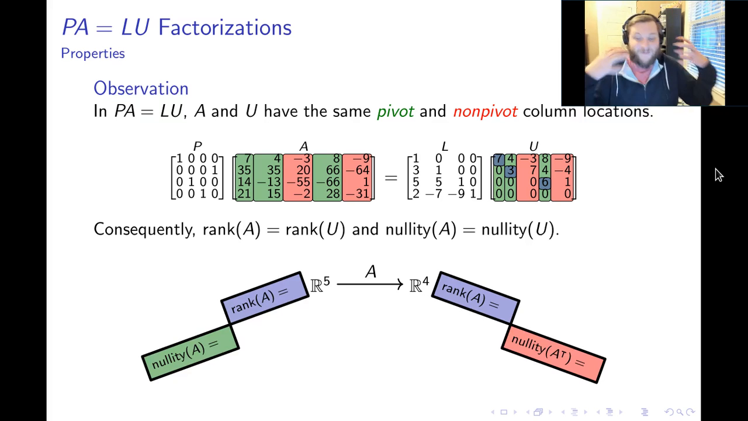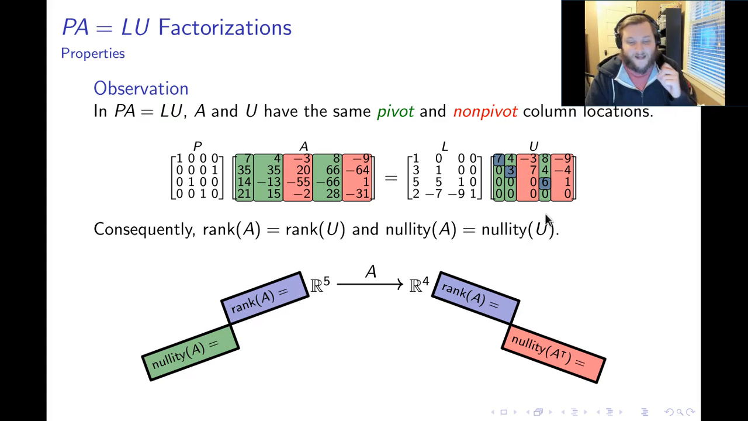So remember this picture that I really like. Our matrix A here is a 4x5 matrix, and so we can view it as a process that goes from R5 to R4. According to the rank-nullity theorem, the rank of A plus the nullity of A equals the number of columns, which is 5. And the rank transpose theorem says the rank of A is the same as the rank of A transpose. So we also know that the rank of A plus the nullity of A transpose equals the number of rows, which is 4.